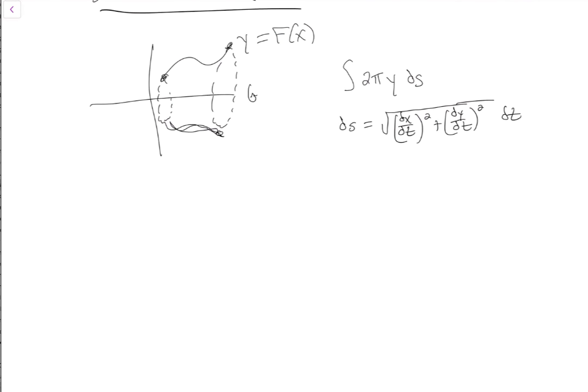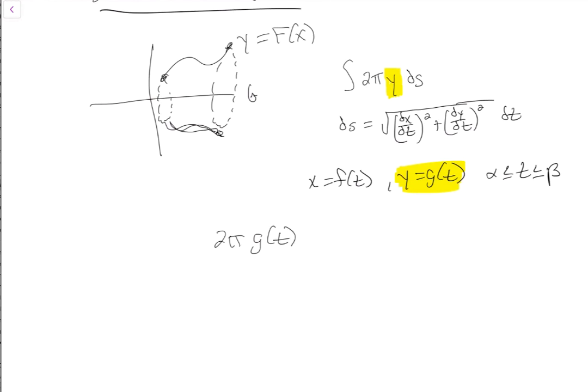Now, obviously, if we're looking at a parametrically defined function, just like we did with the area conversation, we're just going to replace the y in our integral with the y equation that we have defined parametrically. So we could write that as 2 pi, and then the y would be g of t, and then the square root of dx/dt squared plus dy/dt squared.